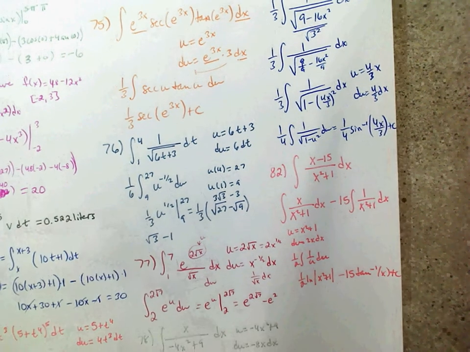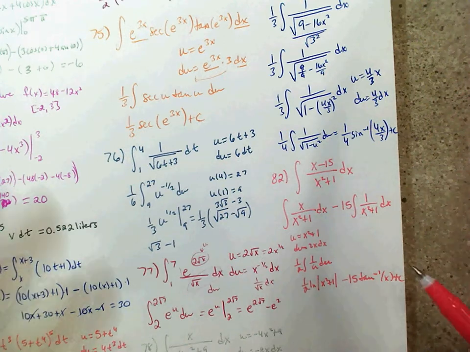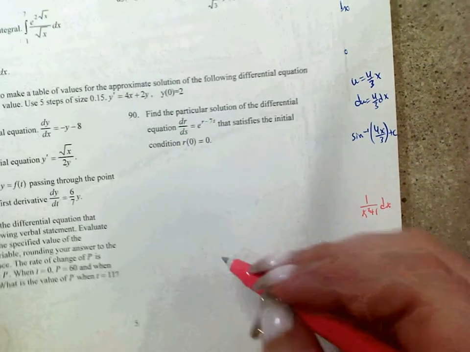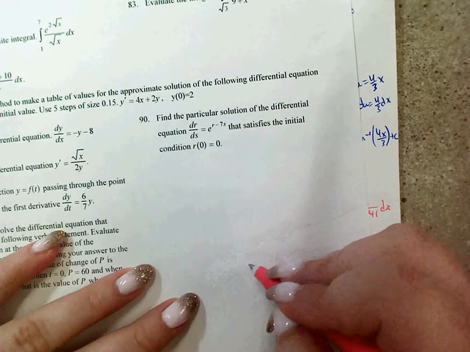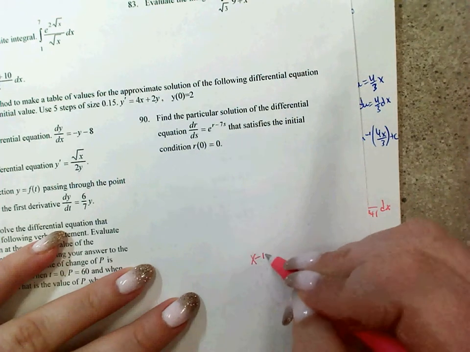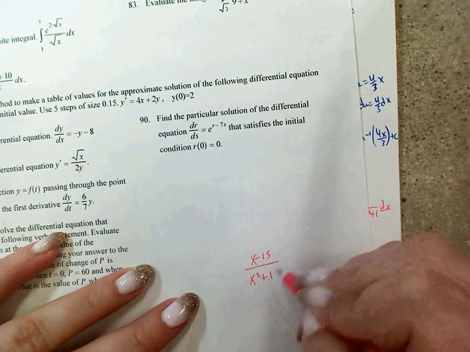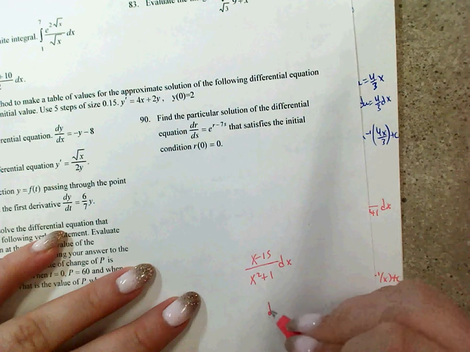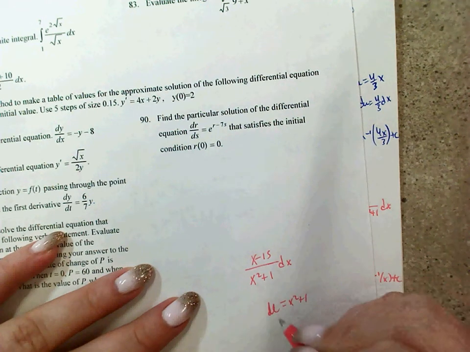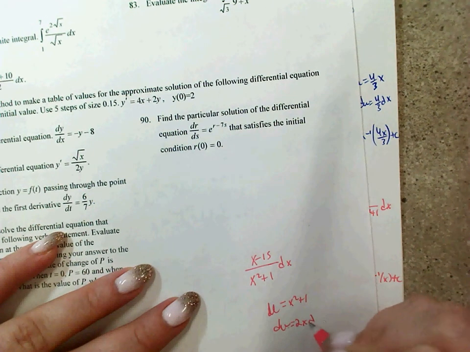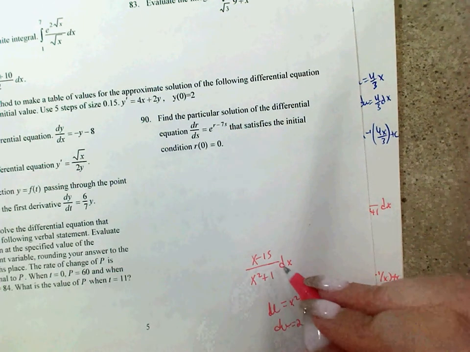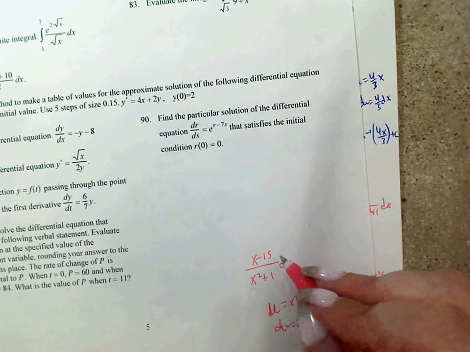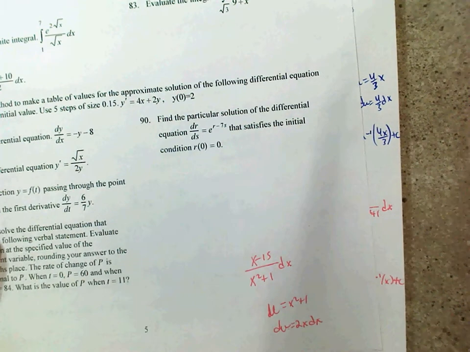I wonder what happened if I just left it x minus 15 over x squared plus 1 dx. Yeah, if you let u be x squared plus 1 and du be 2x dx, this is not x times dx, this is x minus 15 times dx, so it needs to be split up.